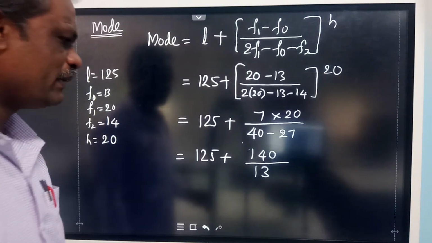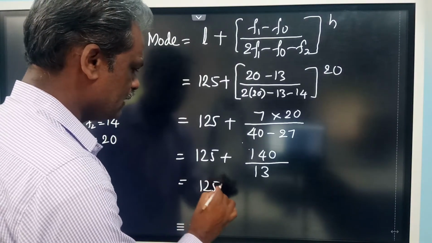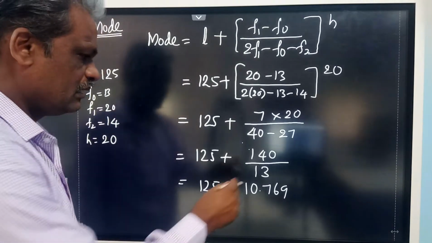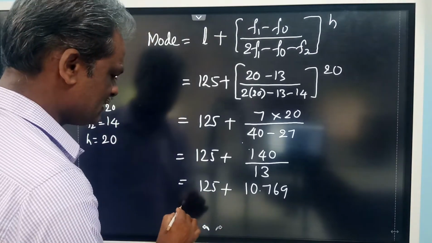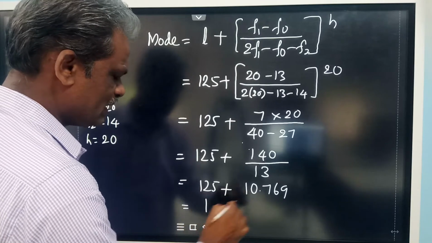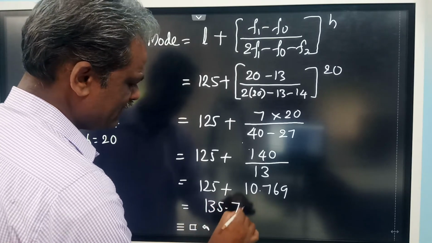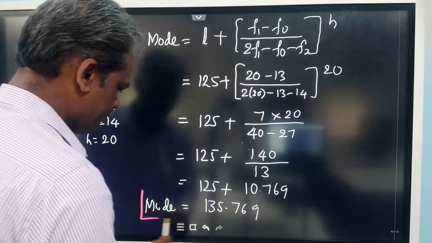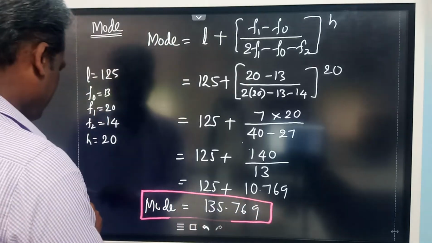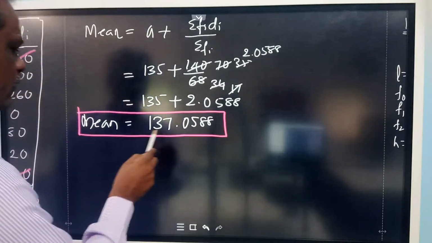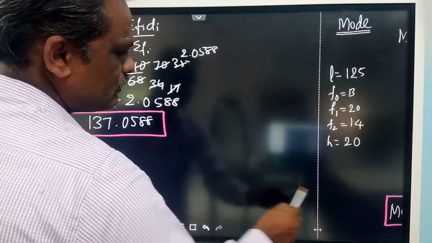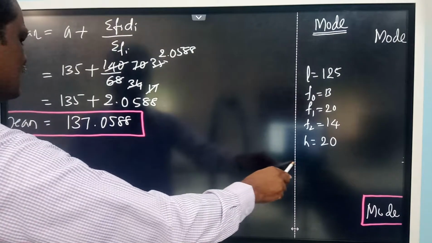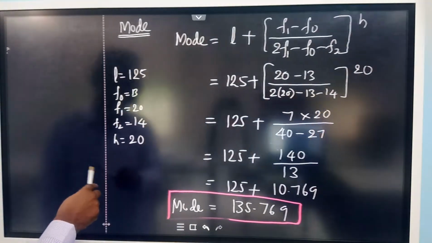Divide this 140 by 13. So 125 plus, after dividing you are getting 10.769. You add this to 125, 135.769. This is the mode of the data. So the mean we got is 137, and the mode is 135. A little deviation, but approximately the same answer.